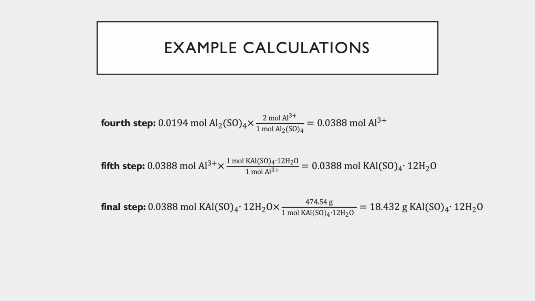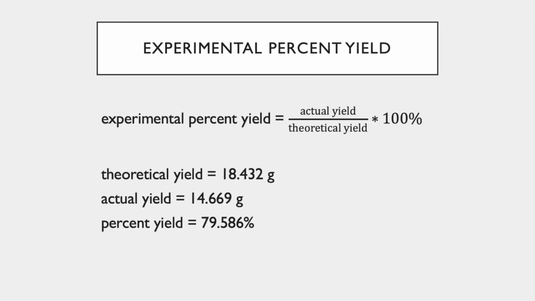Here are the example calculations for the 4th through 6th step. Using the theoretical and actual yield values, we are able to determine the experimental percent yield with the following equation. After doing the calculations, the percent yield comes out to be 79.586%.